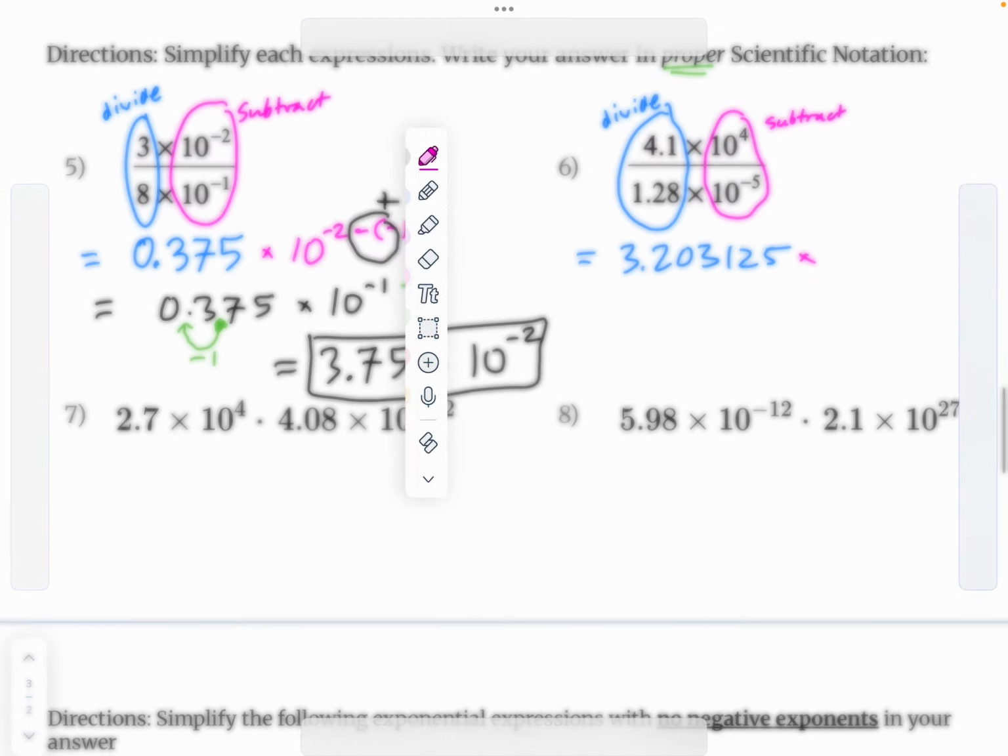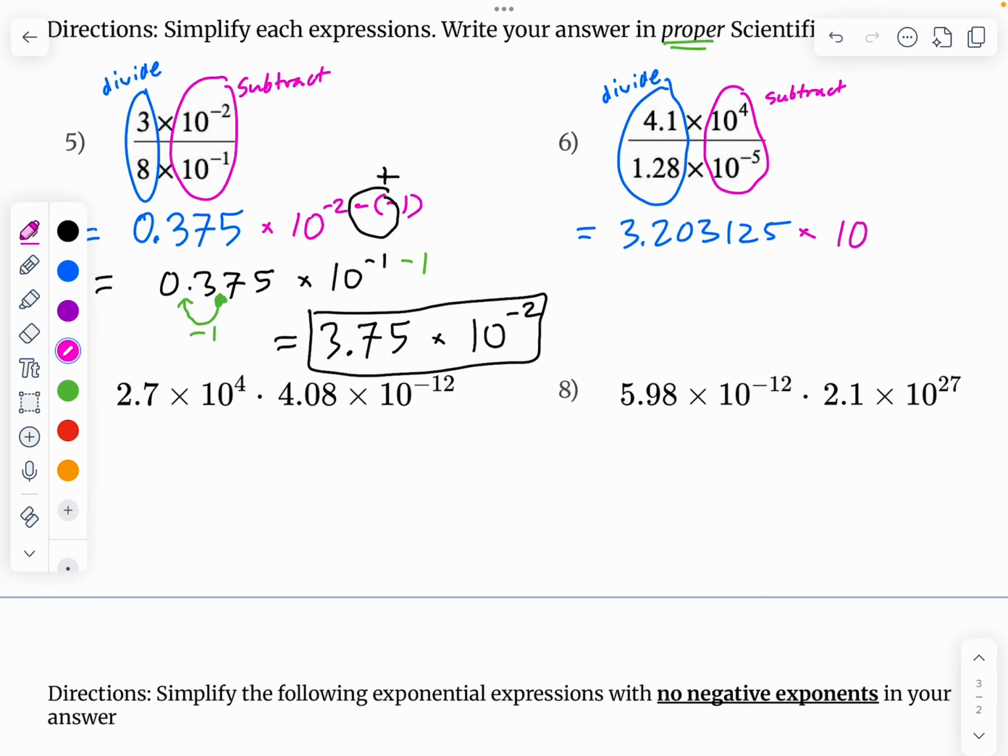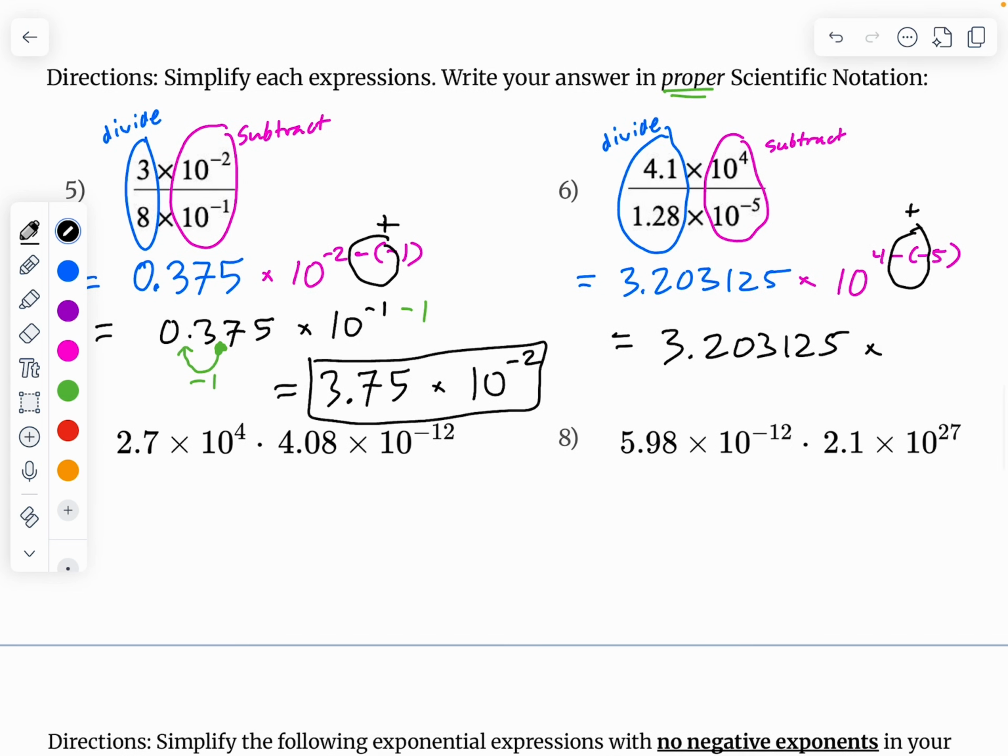And now that is times 10 to the power of 4 minus negative 5. What is 4 minus negative 5? 2 negatives makes a positive. Yeah, it's all repetition, guys. You got this. Good job. 4 plus 5. Final answer. And I am definitely getting this one correct. I know it's not a mistake because this is called proper scientific notation. 4 plus 5 is 9.